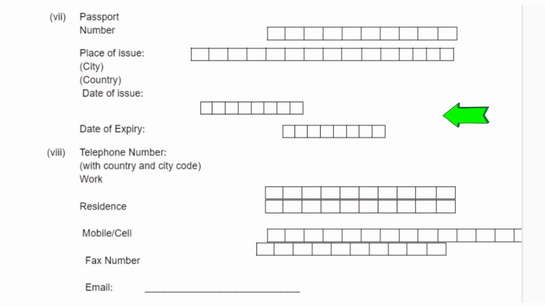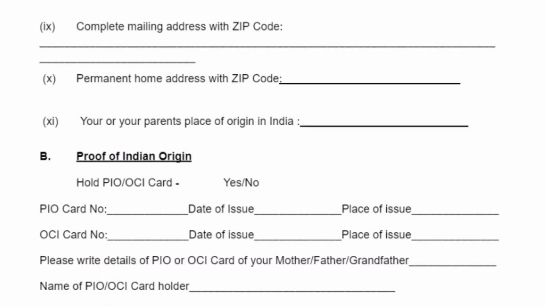The first section is personal details, so this is quite straightforward. Section B is proof of Indian origin. So these are the cards that I was talking about before, PIO or OCI. If you have these cards, you can put in the information. If your mother, grandfather, or father has any of these cards as well, you can put in the information there.